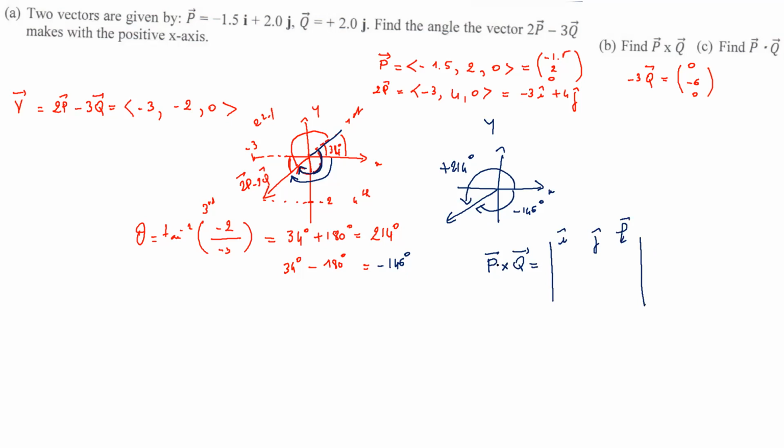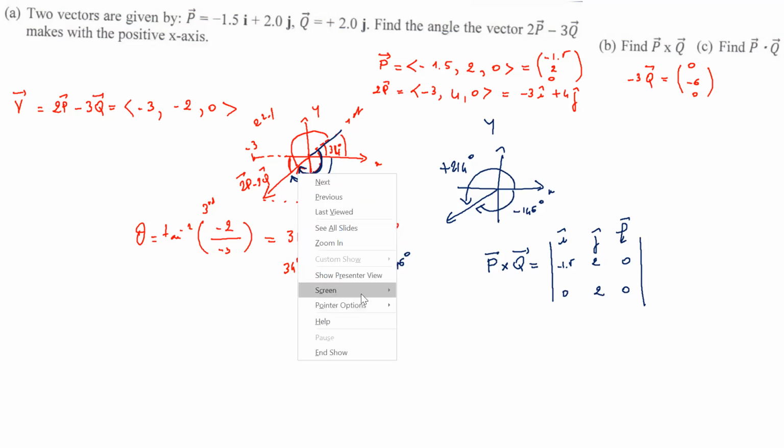Now here I will put the coordinates of the first vector. What is the first vector? P. So I'll have minus 1.5, 2, and 0 along Z. Okay. Q. What are the coordinates of Q? Of course, I will have 0, 2, 0. Now, how do we calculate this? I showed this in class. So first, let me change the color of my pen.